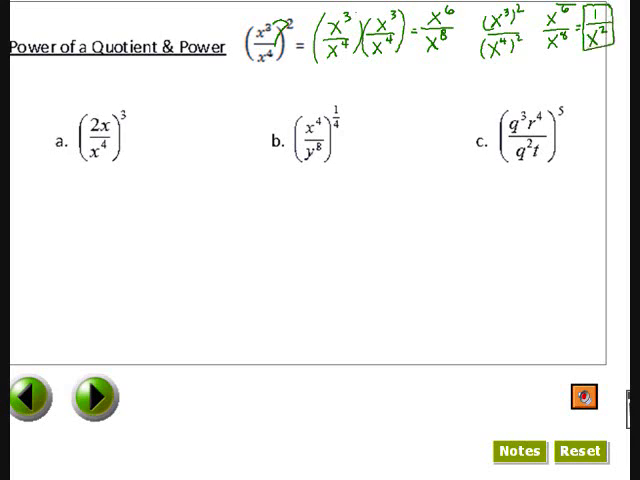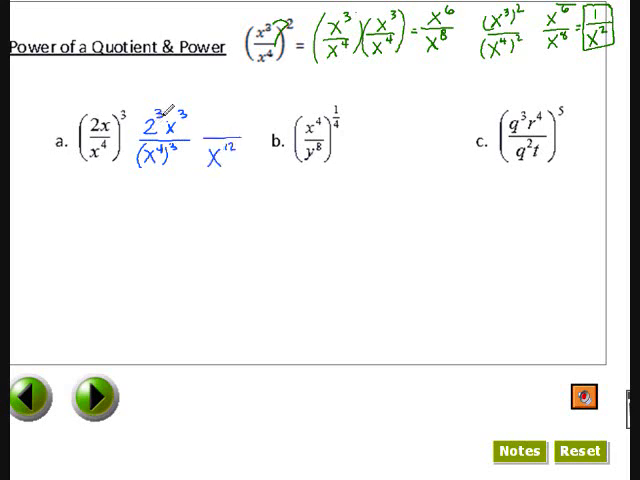Alright, so let's try these. We've got 2x divided by x to the fourth, all to the third. Now, if you want, you could simplify these x's first, or you could wait and simplify them later. Let's go ahead and just apply this rule first, and then we'll simplify later. So we've got 2 to the third, x to the third, over x to the fourth to the third. Okay, here we're going to multiply, so we get x to the 12th.